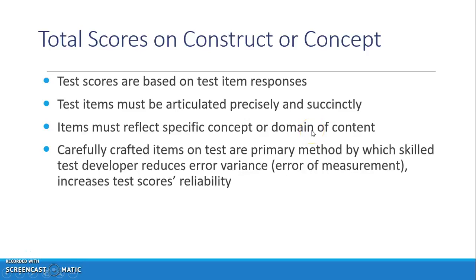This is the second part of the overview on measurement and instrumentation, particularly with examples from caring instruments. Remember that we're talking about total scores on a construct or concept from the first part of this series, and essentially we're looking at how you calculate total scores from test items. There might be rules and weighting for each subscale, for example.